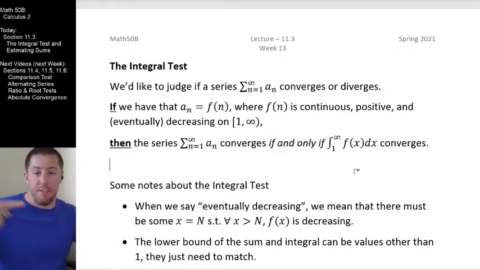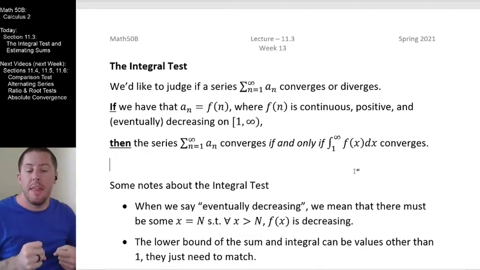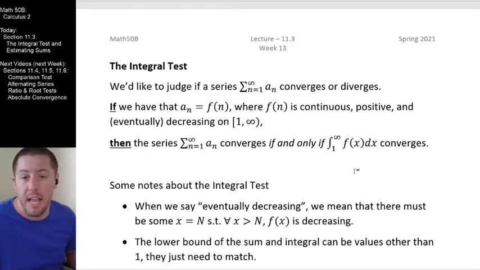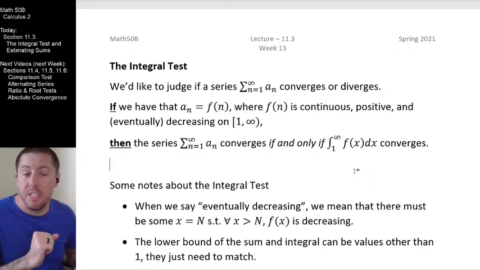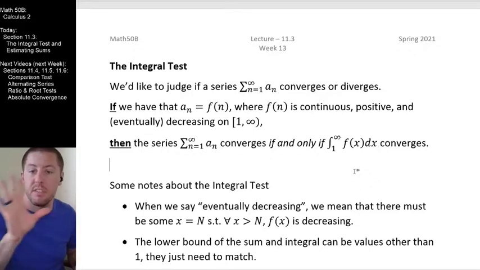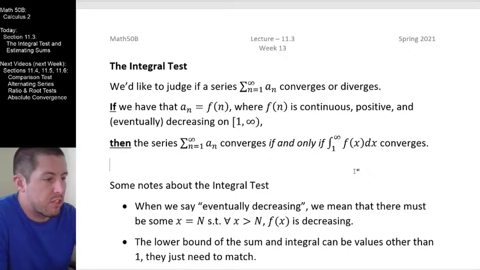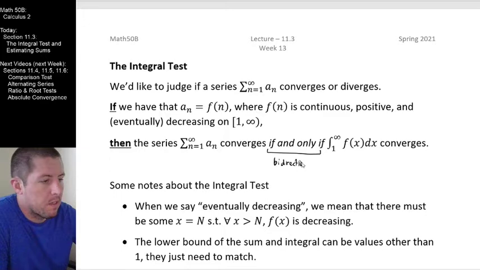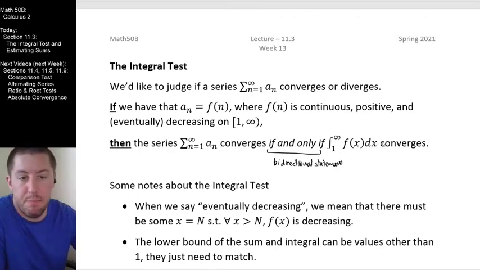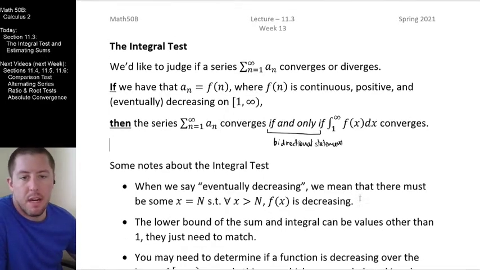So the if and only if means that that is a bidirectional statement. That means that we could actually use the integral test to use series to prove that integrals converge, and not just using integrals to prove that series converge. If and only if means both directional. If A is true, then B is true, and if B is true, then A is true. That's what we get from if and only if right here. So we've got some requirements on here, but they're not too bad.